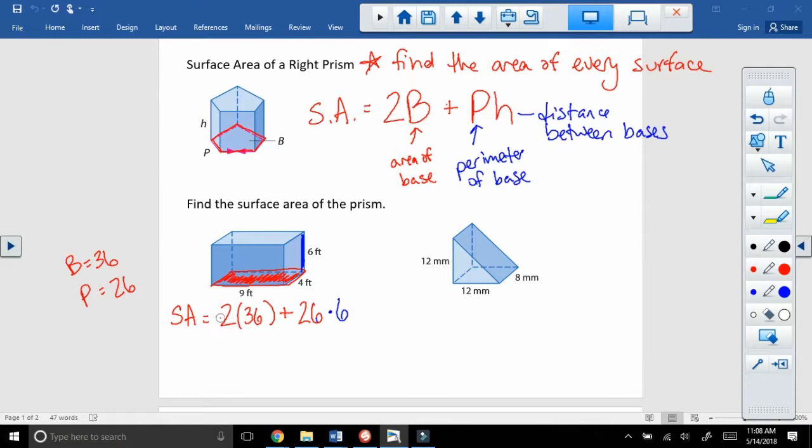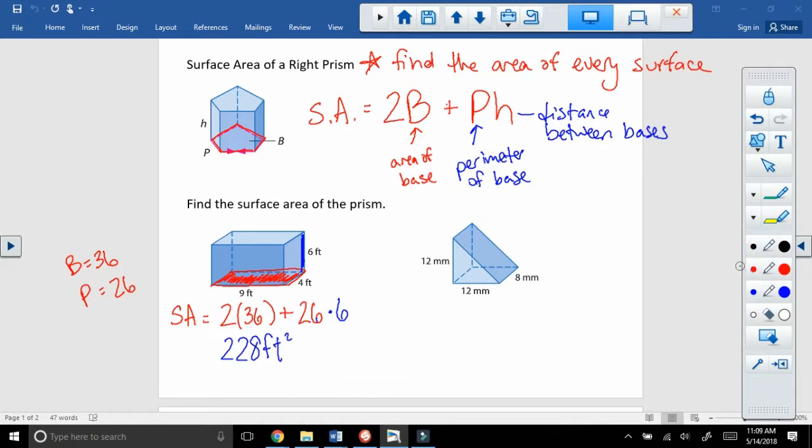So 2 times 36 plus 26 times 6. When you multiply all that together, what do you get? Grab your calculator, what do you get? 228, and that would be square feet because we're talking surface area.